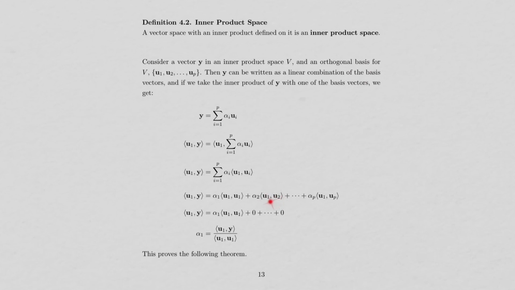This inner product is 0, it's orthogonal to up, and all these ones in here are also 0. So these essentially all go to 0, and I'm just left with the inner product of u1 with y is equal to alpha times the inner product of u1 with itself. I can solve for alpha 1. I know that this is greater than 0, so I can divide both sides by this inner product. And I've got this little equation for alpha 1. That essentially proves this theorem.